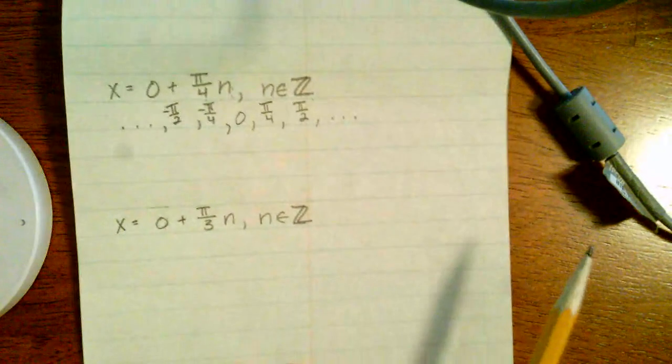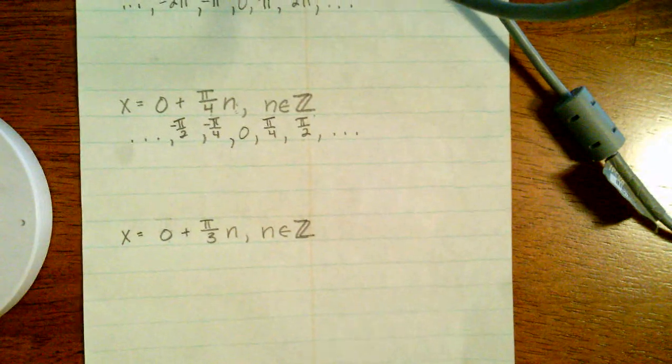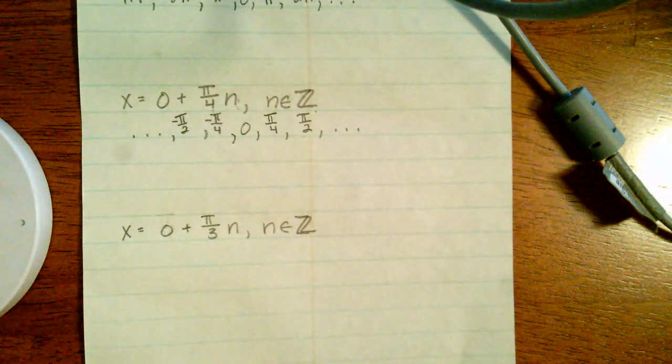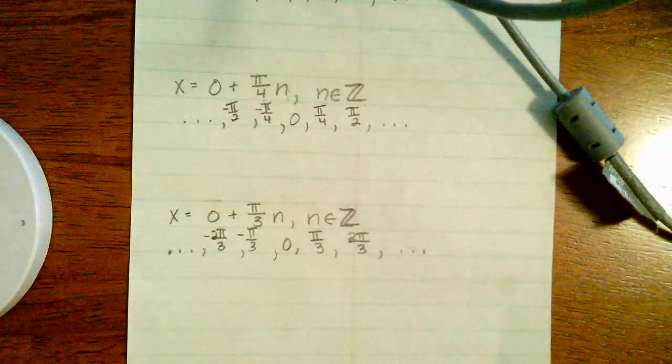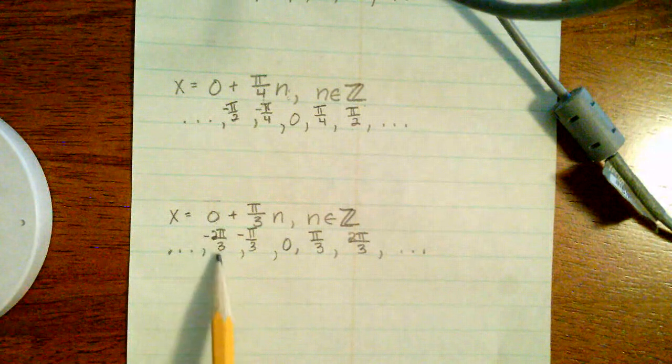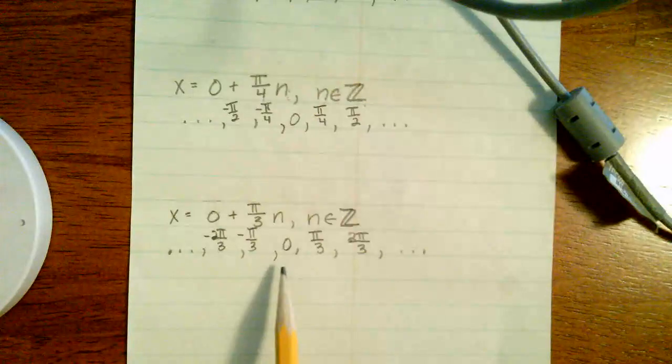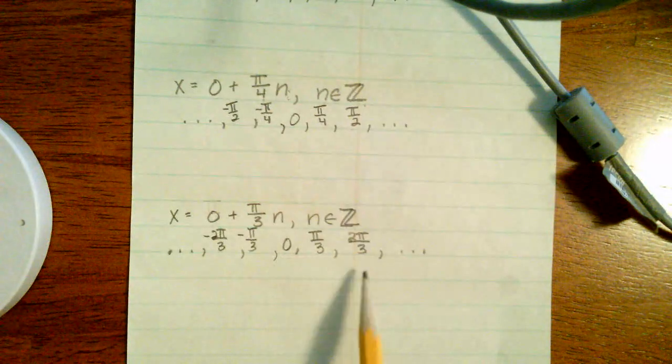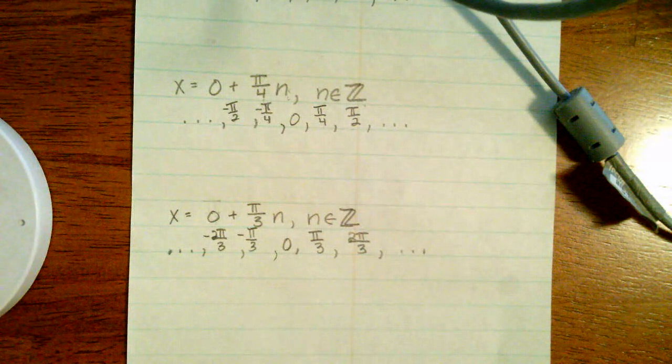So pause the video, please, and I would like you to try the next one on your own. Hopefully your list looks like mine: negative 2 pi over 3, negative pi over 3, 0, pi over 3, 2 pi over 3.